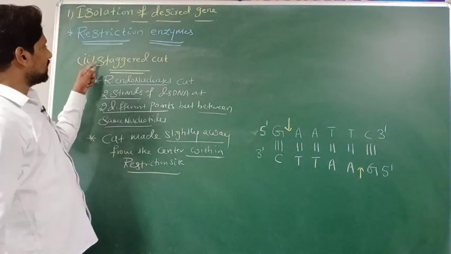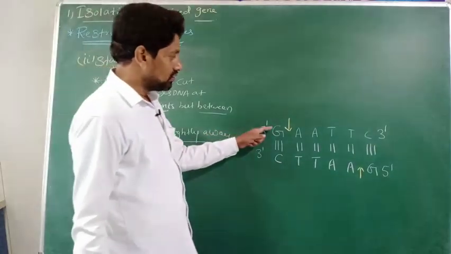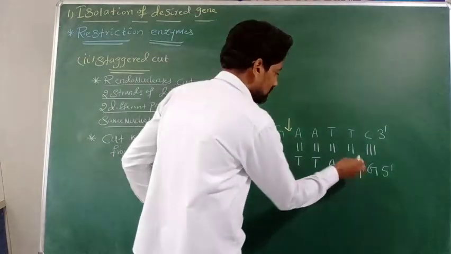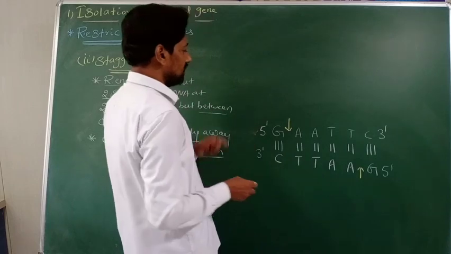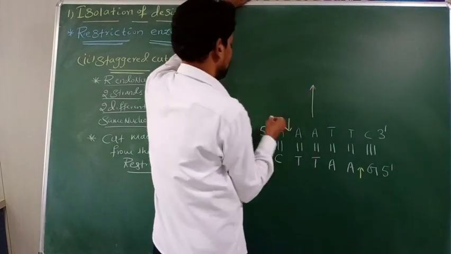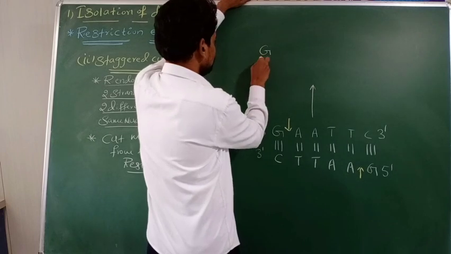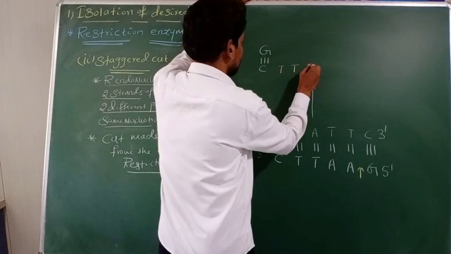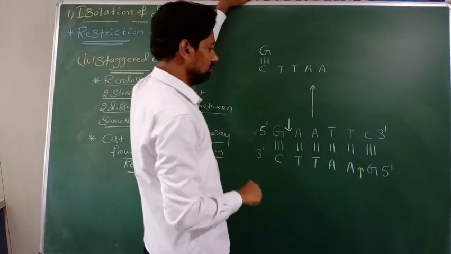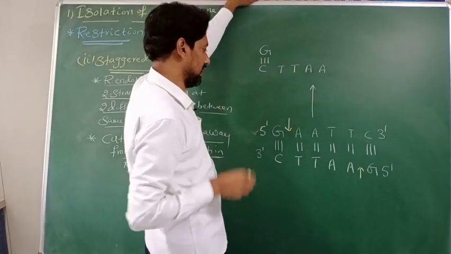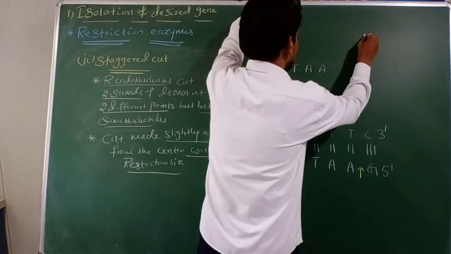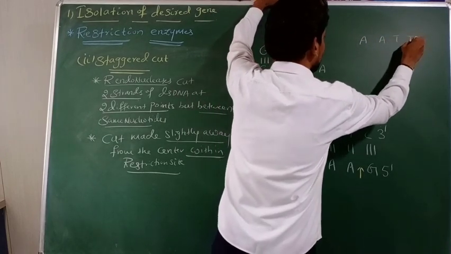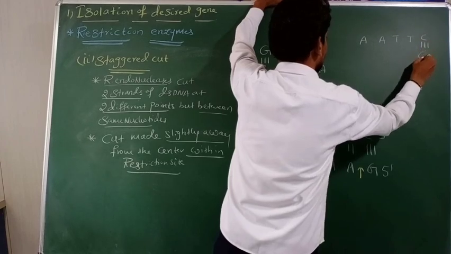Right. Therefore, we are discussing which cut? Staggered cut. Now, for example, if you take this case, the cut is made here. If the cut is made here, then what are we going to get? G, C, T, T, A. This is one fragment. Then what will be the other fragment? A, T, T, C, G. This will be another fragment.